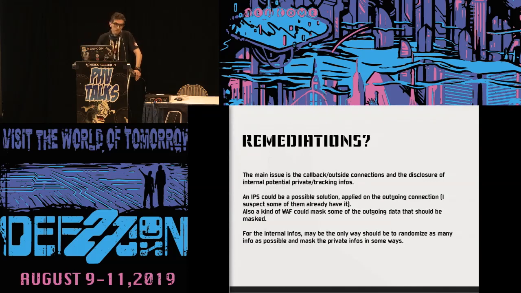Remediations. Okay, which are the remediations? It's not easy, because I understand that this is part of the sandbox functionality, so it's not easy to block this kind of behavior. But it's something we have to consider, and the vendors have to consider, because it's maybe dangerous in some cases. For example, an IPS on the outside connection is a solution that is probably already in place for some of the vendors, as we saw at the beginning of the presentation. Also, a web application firewall, maybe masking information going out, is another solution that could be considered. And for internal information, probably the best solution is to randomize as much as possible, but it's not the easy one. Randomization, for sure, is the one that could avoid this kind of issue, but it's not a quick solution. Probably the quick and dirty solution is running an IPS or something on outgoing connections.